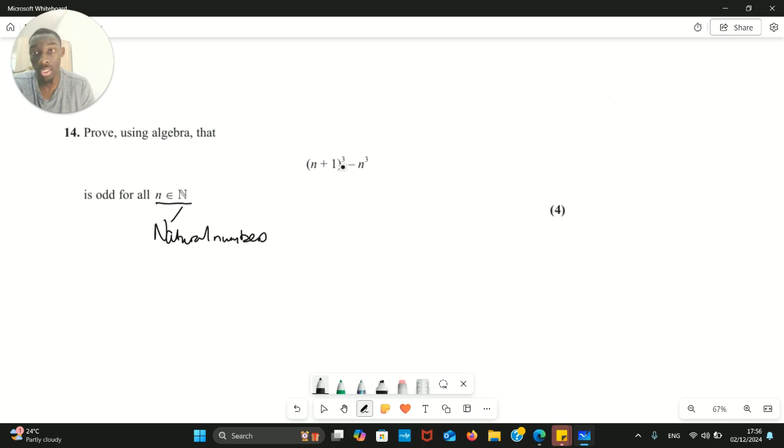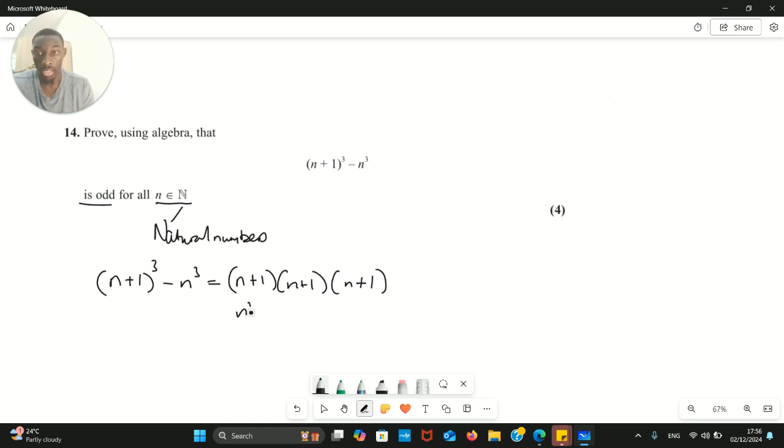And we're given a statement, so we just have to prove generally that this is odd for all natural numbers. So what we can do is expand this out. Of course you can write out all three brackets, you could use binomial expansion, but I would just like to expand it all out. So if I expand with double brackets first, I'm going to get n squared plus 2n plus 1, and then times this by n plus 1, and then I have my minus n cubed, which will come later.